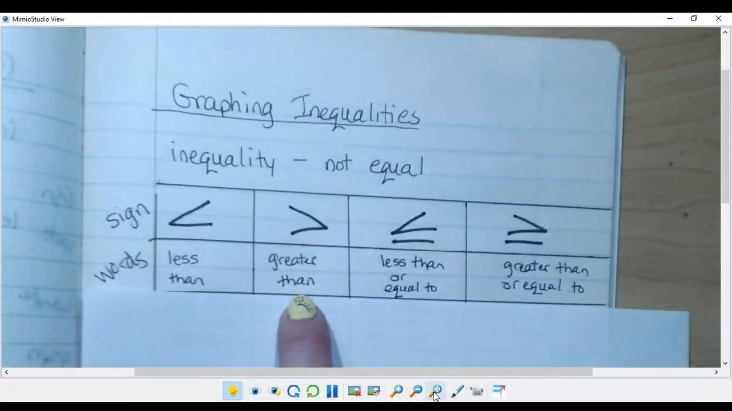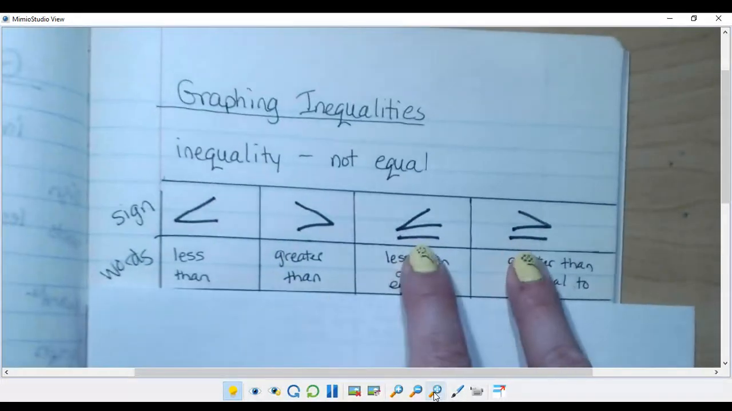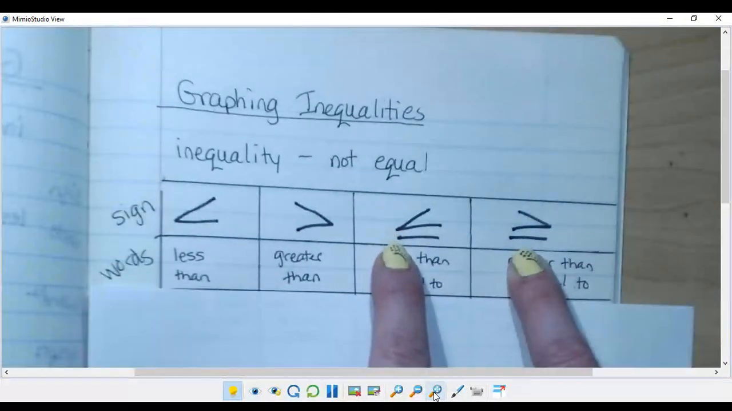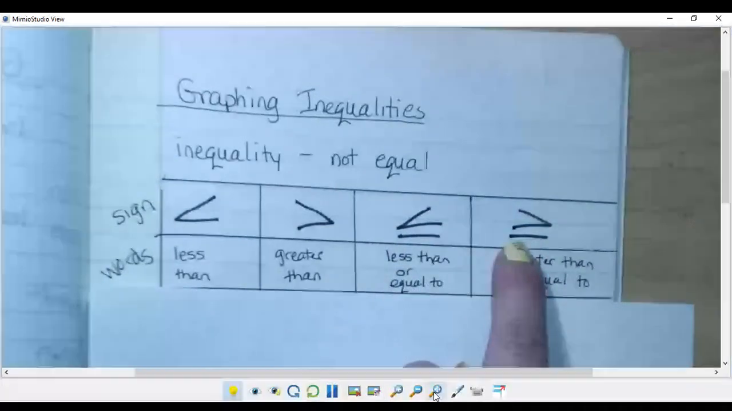Now, there are two new signs, or two related signs, that we're going to introduce that have these lines underneath them. So this is less than or equal to, and this is greater than or equal to.